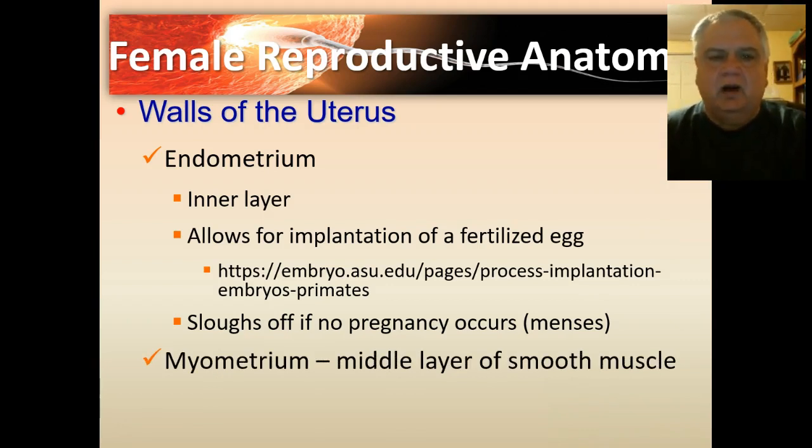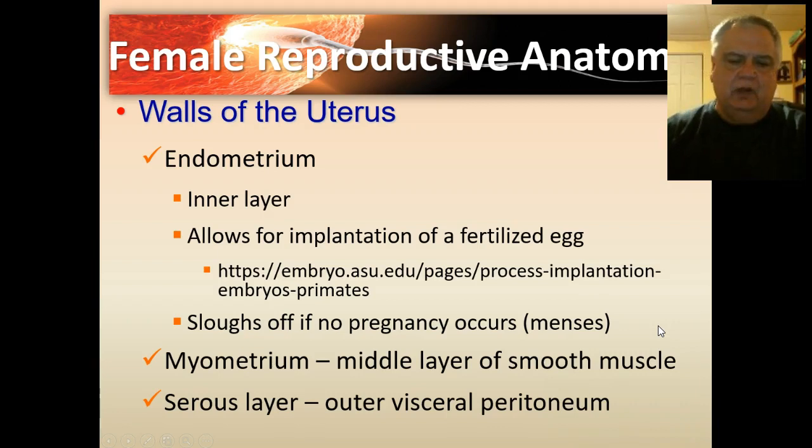The middle layer of the uterine wall is called the myometrium. And you may recall when we talk about muscles, myo comes from Latin meaning muscle. So this is the muscular layer. It's the middle layer, and it's composed of smooth muscle tissue. And then there's an outer layer. This outer layer is a serous layer. It's made up of a serous membrane.